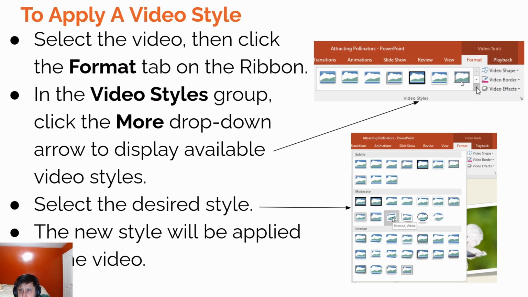Then to apply video style, alternatively we can go to the Format tab and then click on the Video Styles More tab, and then we can see a bunch of different styles, right?